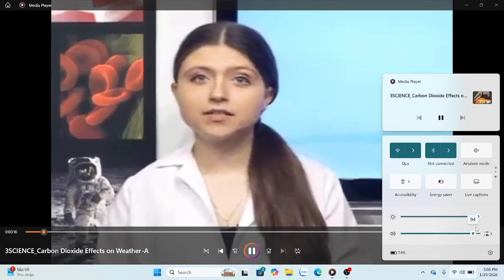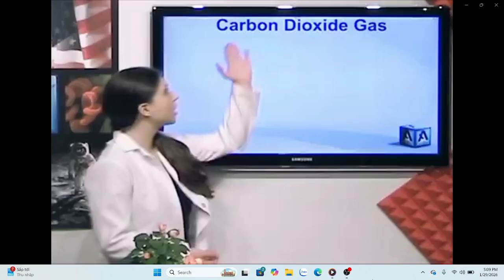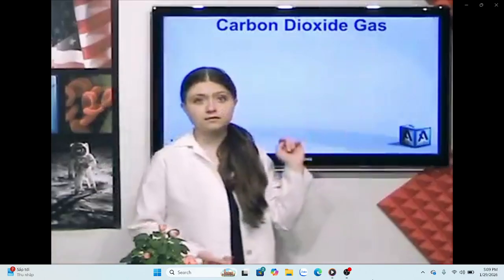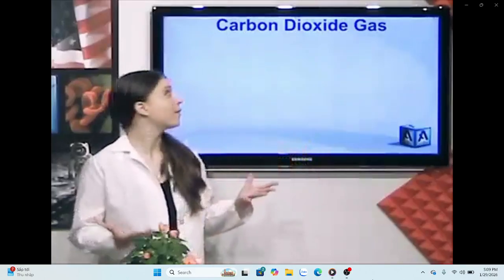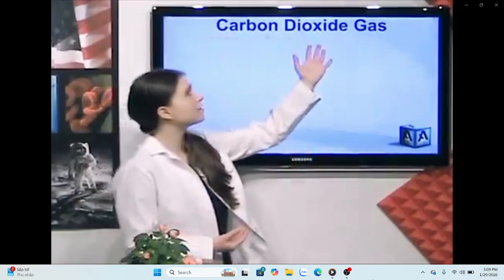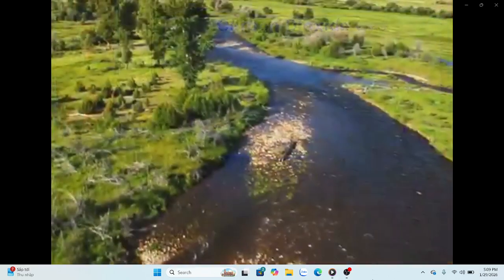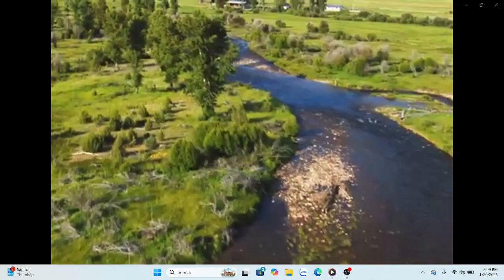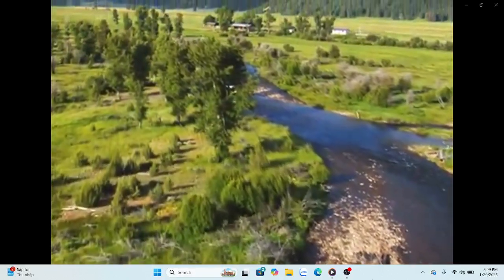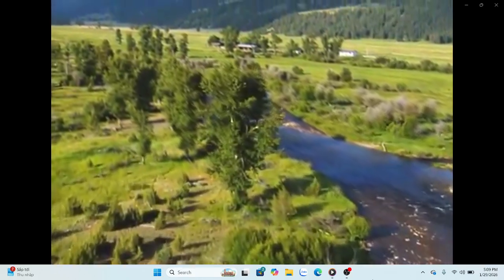Today we are going to be doing an experiment to help us to study the effects of carbon dioxide gas on the weather. But before we begin, what is carbon dioxide gas? Do you remember those words, carbon dioxide? Well, carbon dioxide gas is actually one of the gases that's in the air. There's some carbon dioxide gas in the air all around us.